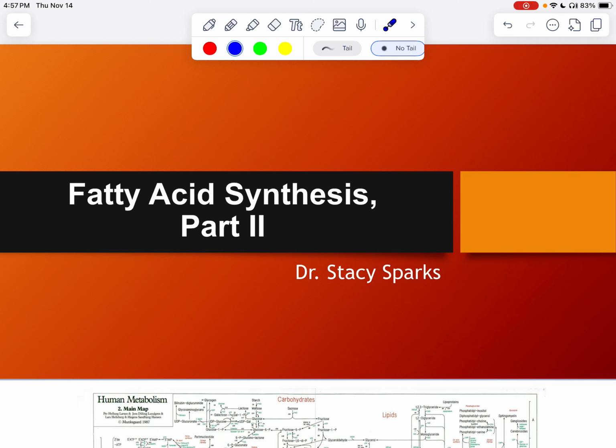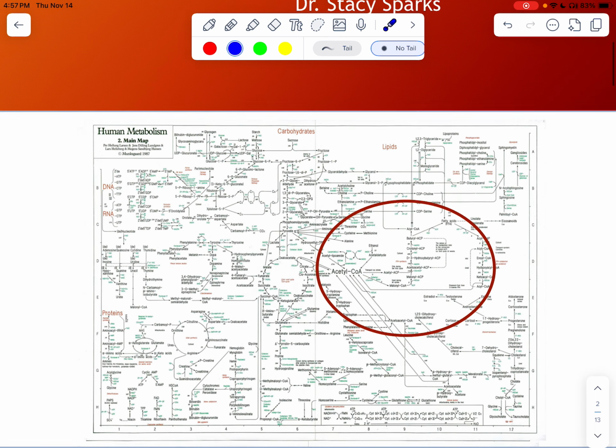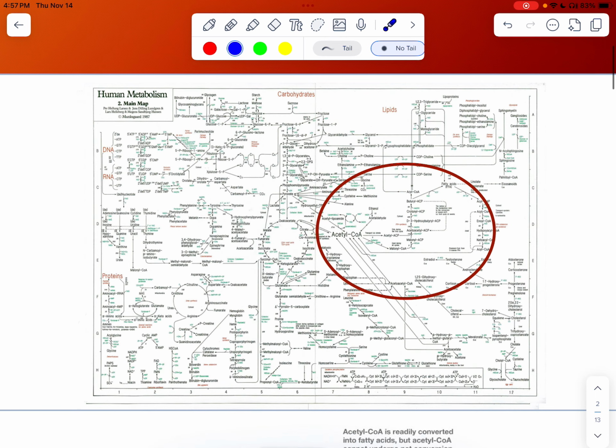Okay, this is our second in the two-part series on fatty acid synthesis. Although really, if I was going to retitle this today, I would title it Fatty Acid Metabolism Regulation, because we're really going to be looking at the reciprocal regulation of both fatty acid synthesis and fatty acid degradation. So to remember where we are in our metabolic map, it's this whole area.